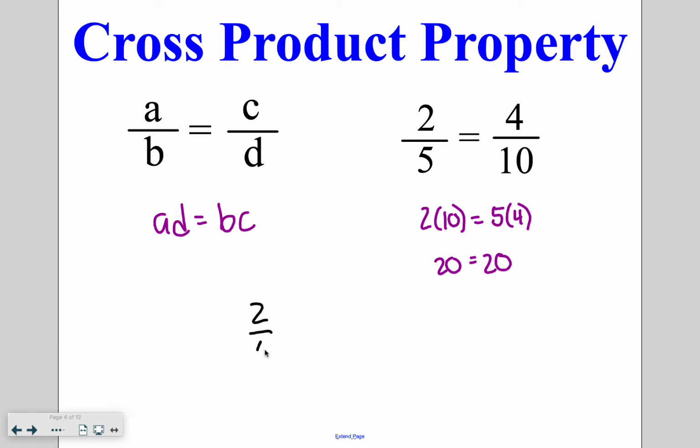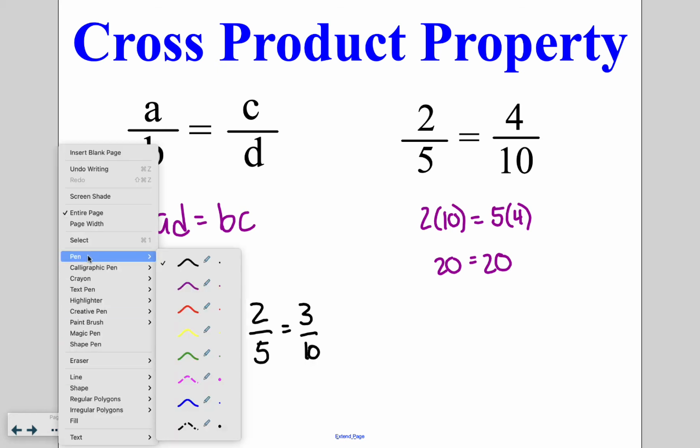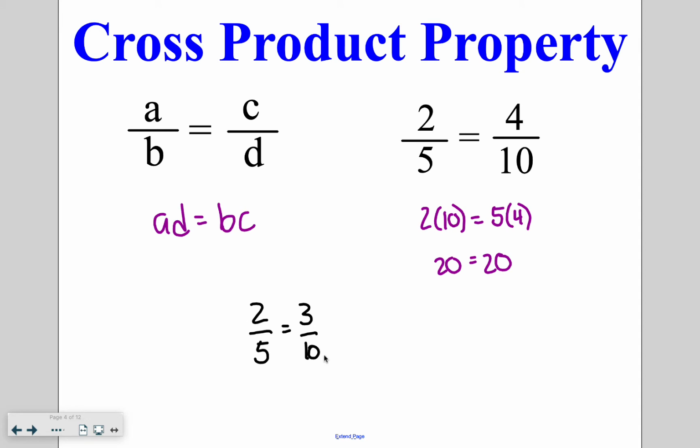A quick demonstration, if I had 2/5 is equal to 3/10, which we know those fractions are not equal. If I go through and do my cross product now, it's 2 times 10 is equal to 5 times 3. 20 does not equal 15. So if my ratios are not actually equivalent, this cross product property doesn't hold.